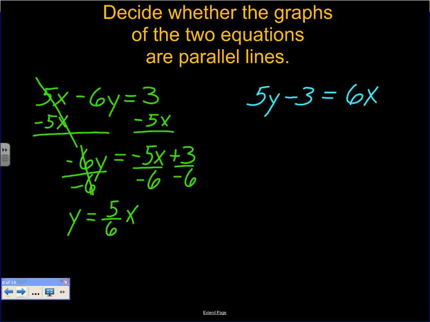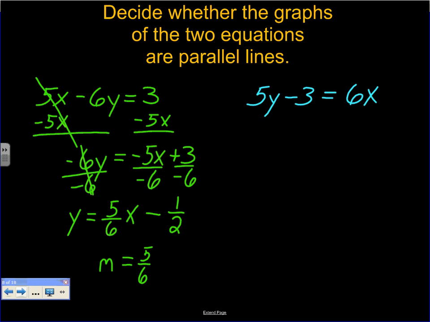We're looking at the positive 3 divided by negative 6 now. Positive divided by negative will give us a negative, and 3 divided by 6 will reduce. 3 goes into both of those. So 3 goes into 3 one time, and 3 goes into 6 twice. So we have transformed this equation to look like y equals 5 over 6x minus 1/2. And the slope in this case is 5 over 6.